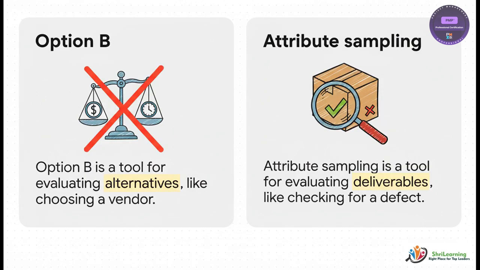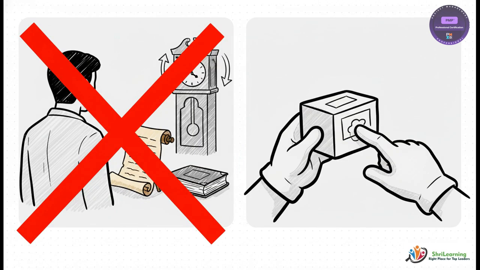All right, next up, option B. Conduct multi-criteria decision analysis. This sounds really complex and official, doesn't it? But it's just a tool for making choices, not for inspection. You use it to pick between 2 vendors or to choose a project strategy. It's for weighing alternatives, not checking physical deliverables. So B is gone. And that leaves option D, review the lessons learned register.